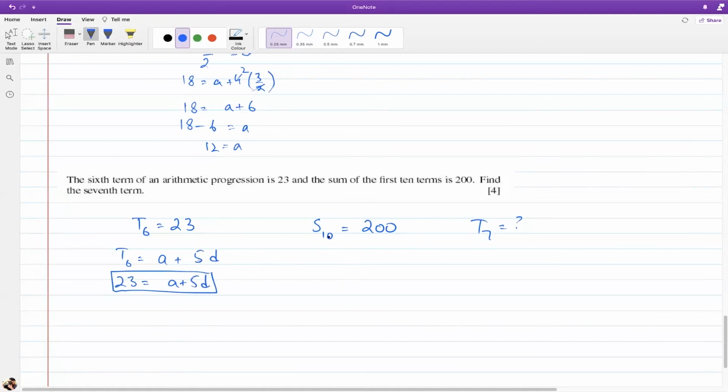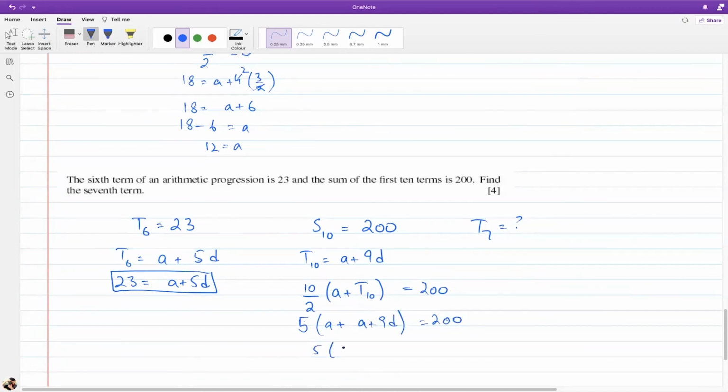First 10 terms, let's see. What is 10th term going to be? 10th term is going to be first term plus 9 times the difference. And my sum of 10 terms is going to be 10 by 2 times first term plus 10th term. And this is equal to 200. So मैं थोड़ा सा इसको simplify कर लेता हूँ. 10 by 2 is 5. A plus 9d is 200. So 5 times 2a plus 9d is 200. So that is 2a plus 9d equals 40. Right?